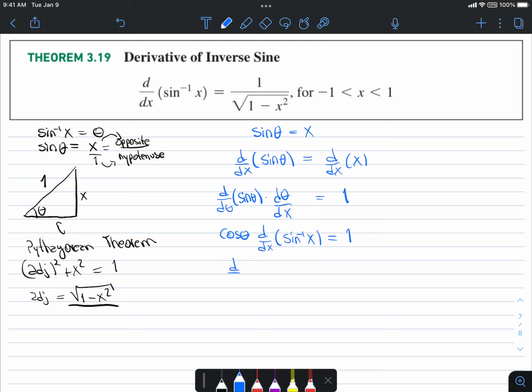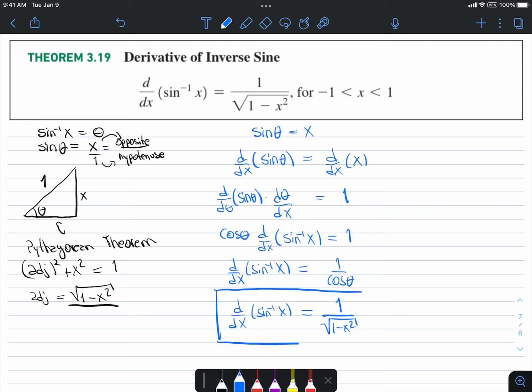Now keep this on the left side and move cosine dividing over to the right side. So that's 1 over the cosine of theta. And from the calculation on the left, just look at the triangle and you'll see the cosine is the adjacent over the hypotenuse. This is the adjacent. This is the hypotenuse. Dividing by 1 doesn't change anything, so this is the cosine, root 1 minus x squared. Again, the only thing you have to be careful about is that x is between negative 1 and 1, because if it isn't, then the thing inside the root becomes negative.